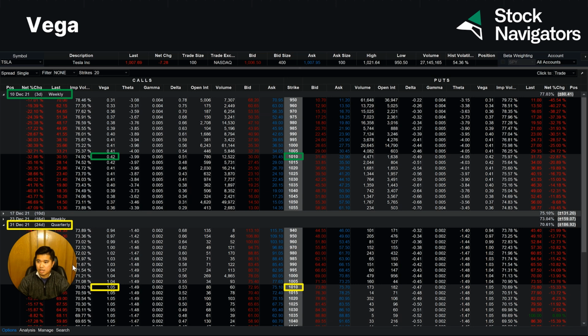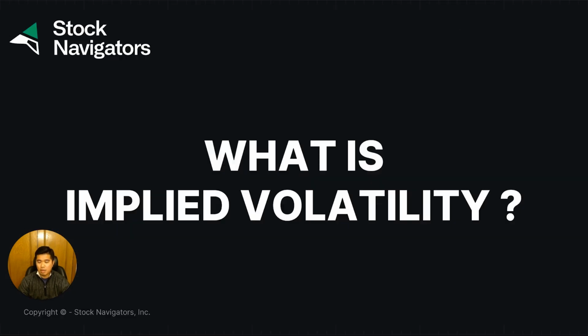Let's look at one example with Tesla options. On top, look at the option expiring this Friday, December 10th, 2021, and compare it against the option that expires 4 weeks from now, on December 31st, 2021. If you look at the same strike price of $1,010 for these two options, you can tell that the Vega of the call option expiring this week is much lower than the Vega of the option expiring on December 31st.